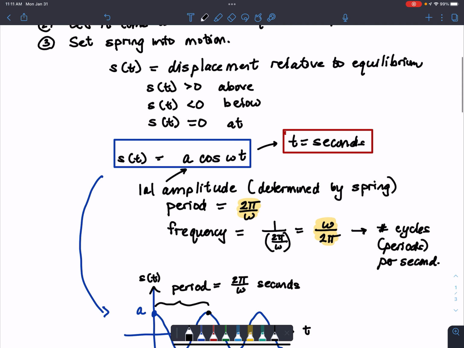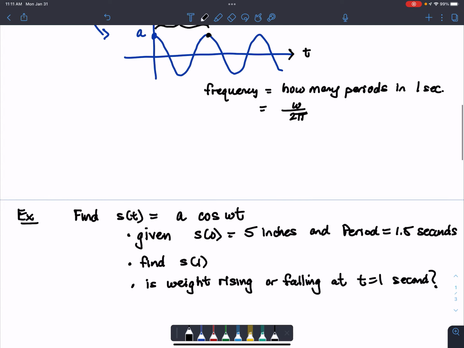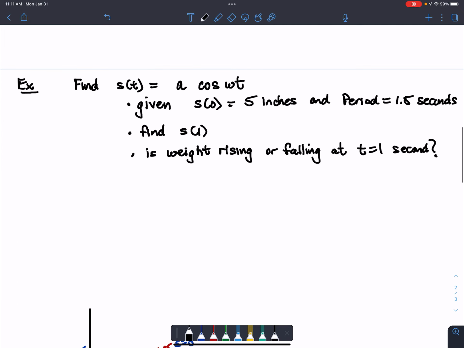Okay, so in the graph, here's what we're basically looking at. I took A to be positive. One period, remember, is the time interval between two maximum points or two minimum points. And the frequency is, again, the reciprocal of that quantity. So let's look at an example of how we can pull this information together. Here we have a general S of t. We want it to be A cosine omega t. We are told that its initial position is 5 inches, and that's 5 inches above equilibrium.